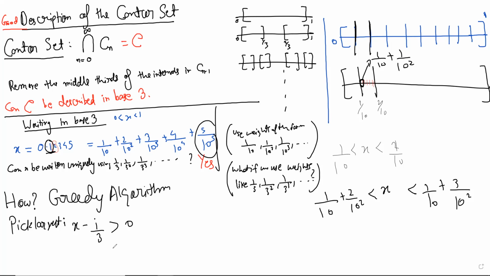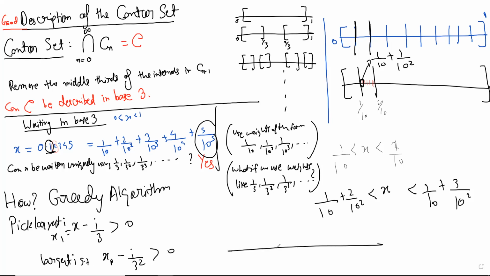So after this, then you take this as your x1, right? And then you pick the largest i such that this is positive. Right. And then you call this x2, and then you repeat the same thing.